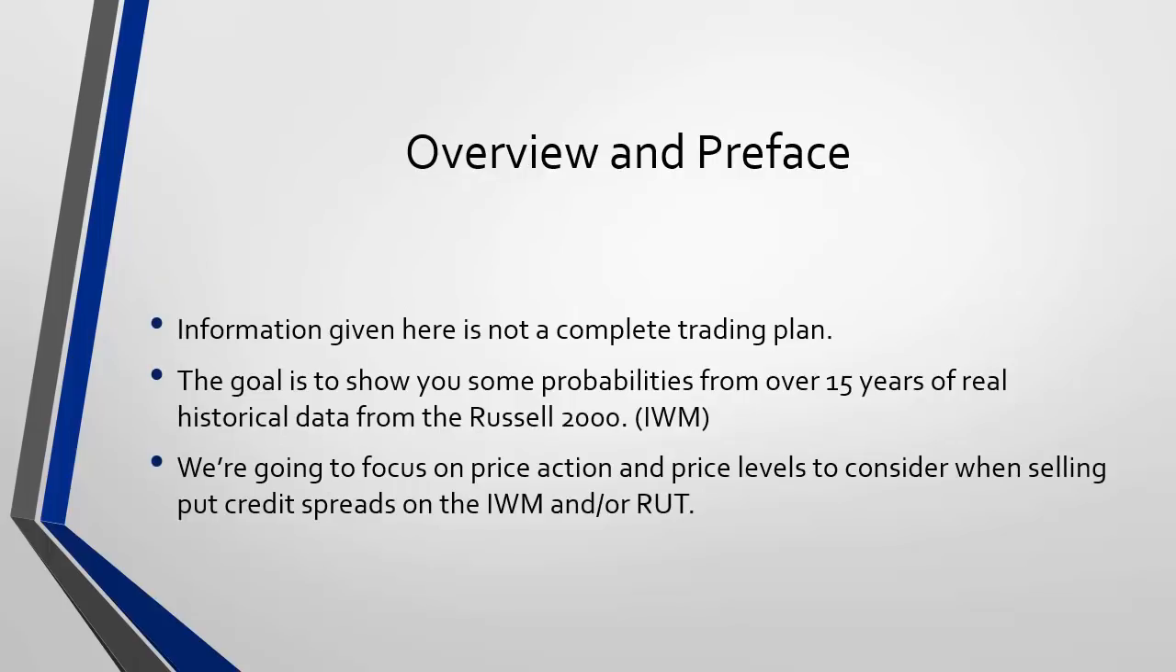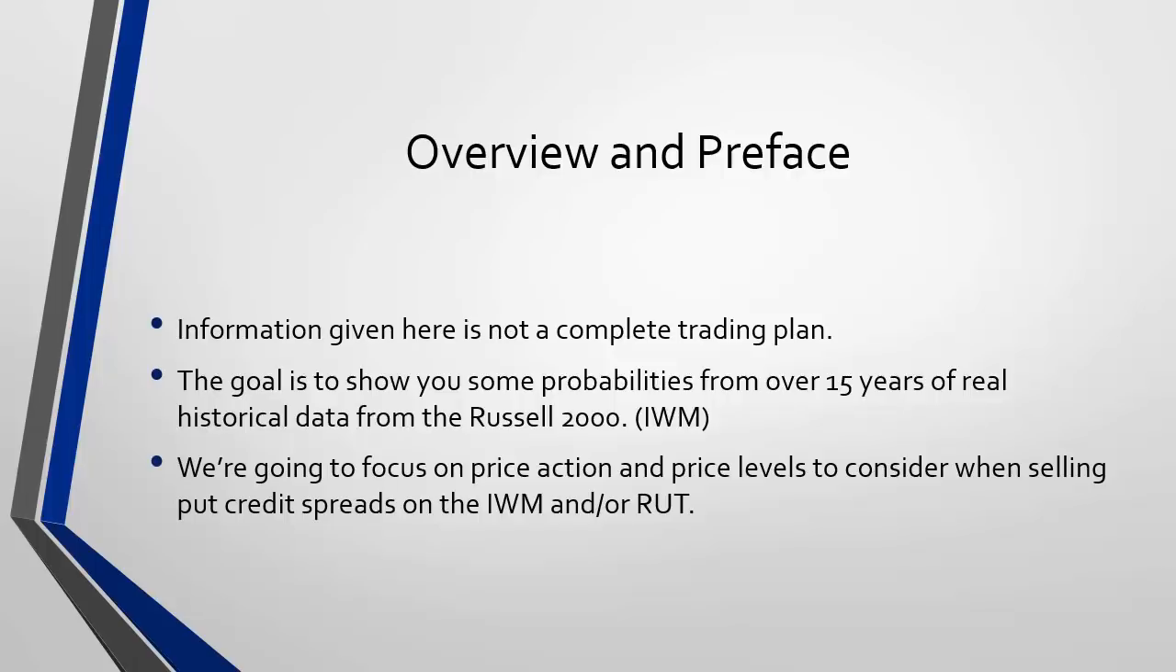Okay, real quick, the information that we're going to go over here is not a complete trading plan. We're not going to talk about position size or adjustments. We're really just looking at the probabilities from the past 15 years or so, a little over 15 years of actual historical data from the Russell 2000, the IWM. We're going to focus on price action and price levels that you should consider if you're looking to sell put credit spreads on the IWM or the RUT. From the price action perspective, we're going to be looking at sell-offs, and for price levels, we're going to be looking at percentage of those sell-offs.